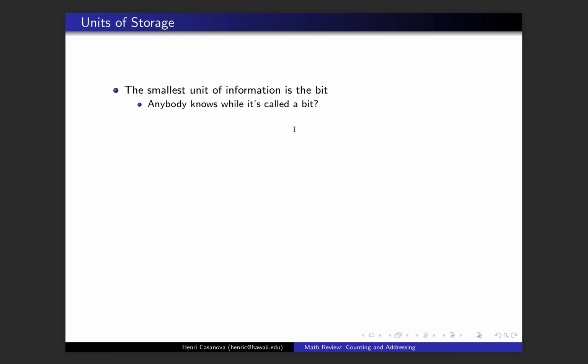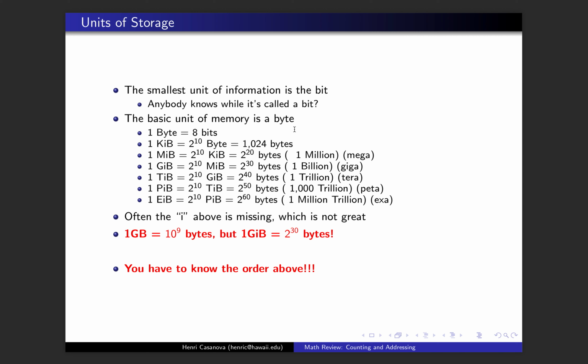All right, so first, units of storage. The smallest unit of information is the bit, and if you don't know why it's called a bit, it's a contraction of binary digit. And the basic unit of memory, the byte, that's 8 bits. Hopefully we all know this. And then we count kilobytes, megabytes, gigabytes, terabytes, petabytes, exabytes. And every time we multiply by 2 to the power of 10. So 1 kilobyte is 2 to the 10 bytes, and 2 to the 10 is 1024. And then a megabyte is 2 to the 10 kilobytes, which is 2 to the 20 bytes, which is about 1 million, right? And so on.